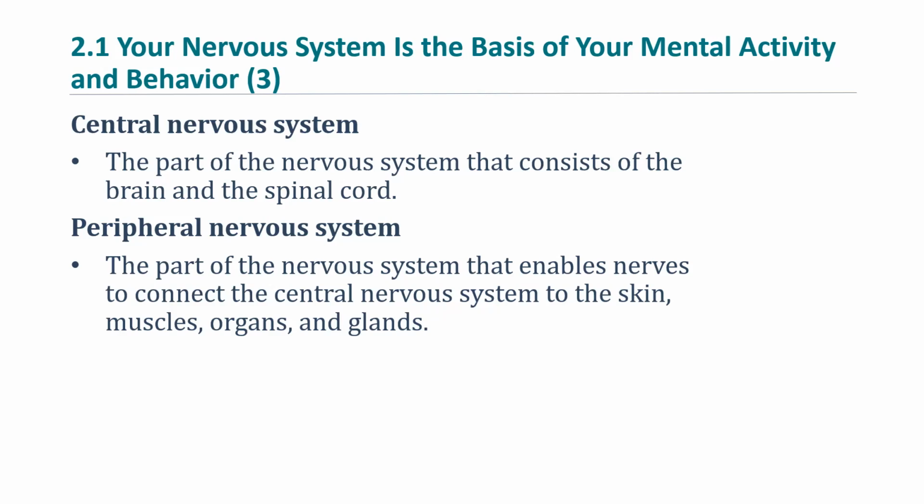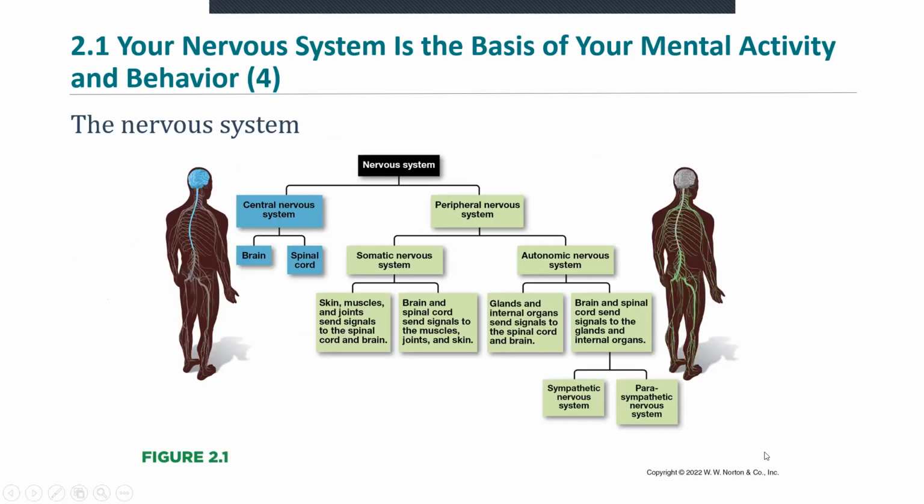It's the part that enables nerves to connect the central nervous system to your skin, your muscles, your organs, your glands. And this system helps us to keep in touch with the world. We will look at both of these systems during this chapter. Here is an overview of these two major systems. On the left, you can see the central nervous system in the blue box, and it's once again composed of the brain and spinal cord. We'll talk about both of those. One thing to know about the central nervous system is that it's encased in bone.